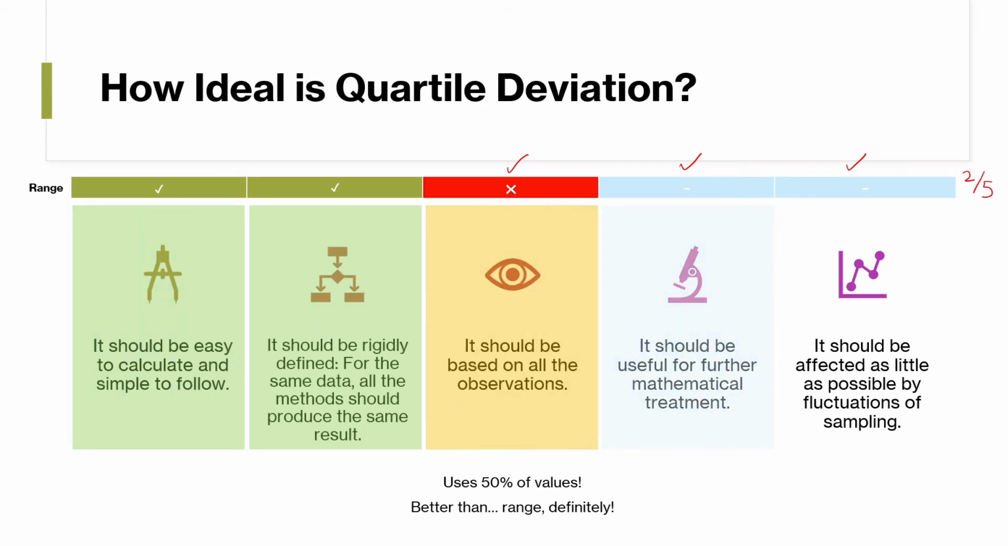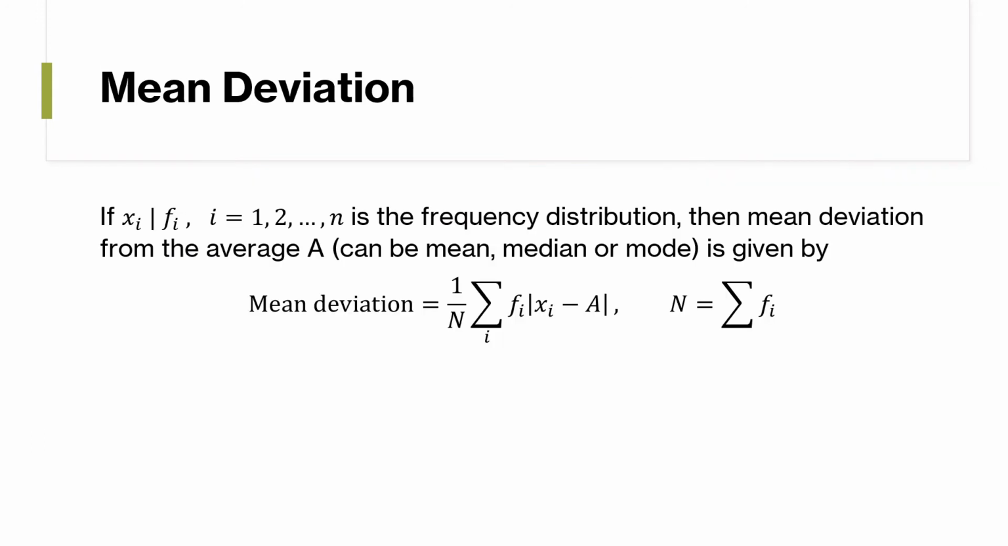Now, since it doesn't take care of all the values, it ignores some values in between, we cannot say it is the best for further mathematical treatment or that it is affected little by fluctuations of sample. So again, range got 2 out of 5. Quartile deviation is a slight improvement. It has got 2.5 out of 5 points. Can we have a better measure of dispersion? The answer is yes. Meet mean deviation.